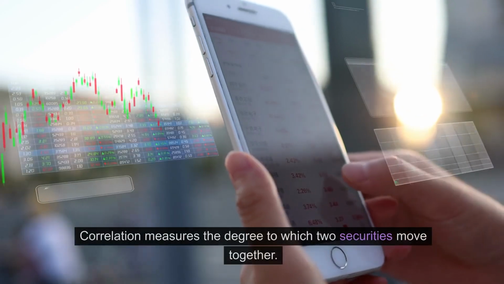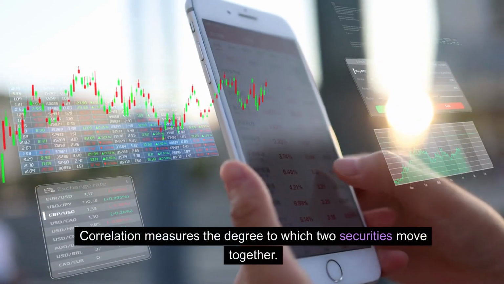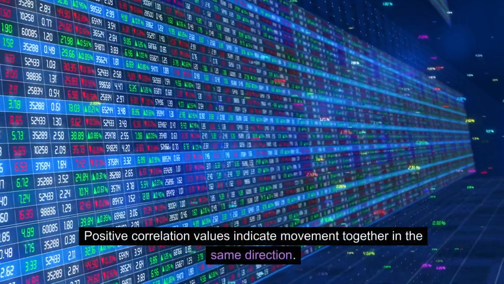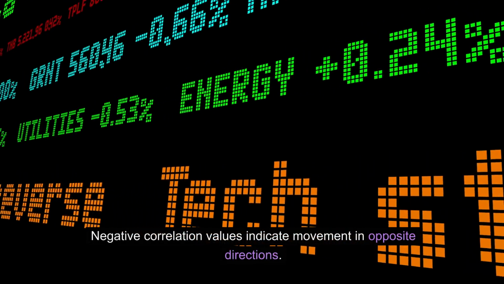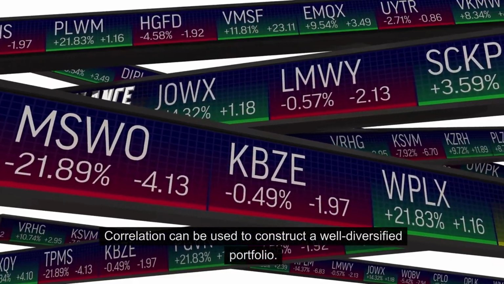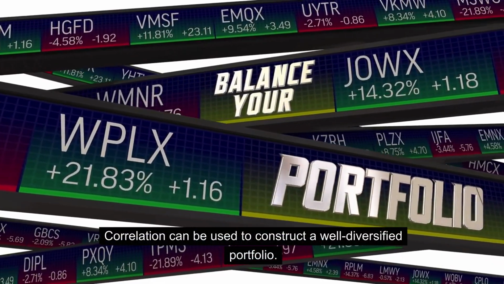Correlation. Correlation measures the degree to which two securities move together. Positive correlation values indicate movement together in the same direction. Negative correlation values indicate movement in opposite directions. Correlation can be used to construct a well-diversified portfolio.